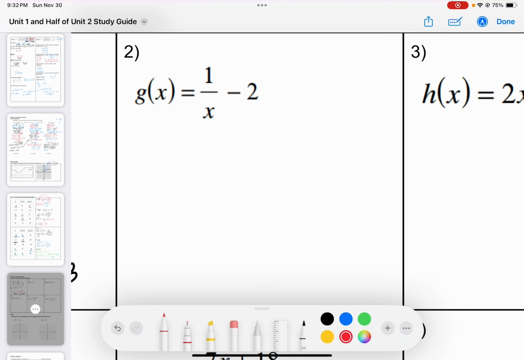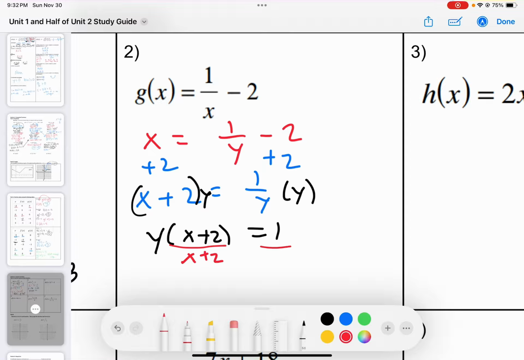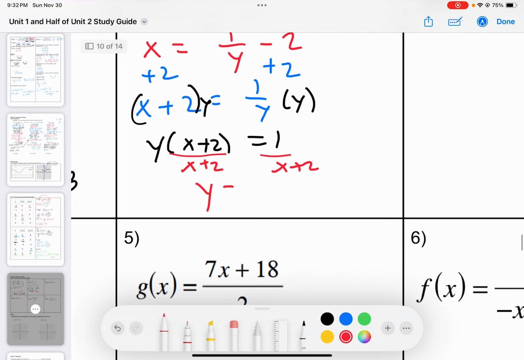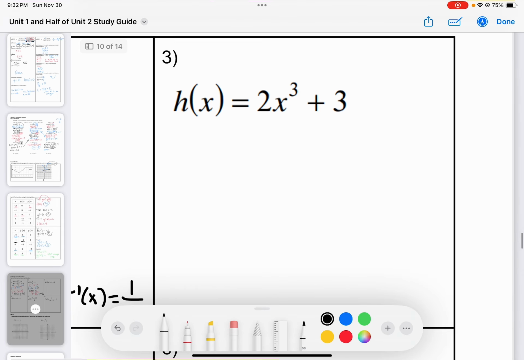All right, let's do this one. We're going to switch the x and y. Solve for y. X plus 2 equals 1 over y. You got to have good algebra. To get rid of division, I'm going to multiply each side by y. And so this turns into y times x plus 2 equals 1. And now I can divide away this x plus 2. And I get y equals 1 over x plus 2. Or if I want to use the correct notation, the inverse of g of x is equal to 1 over x plus 2.